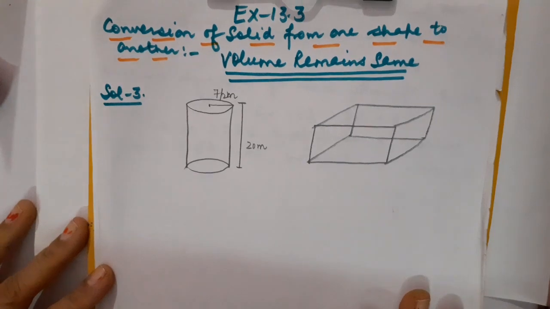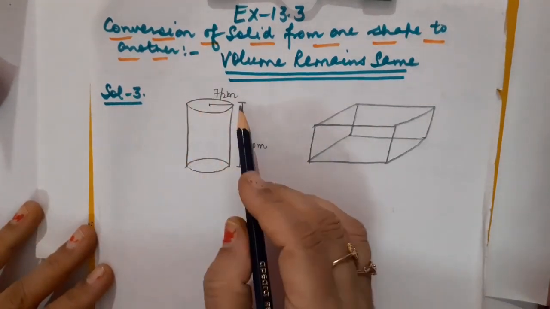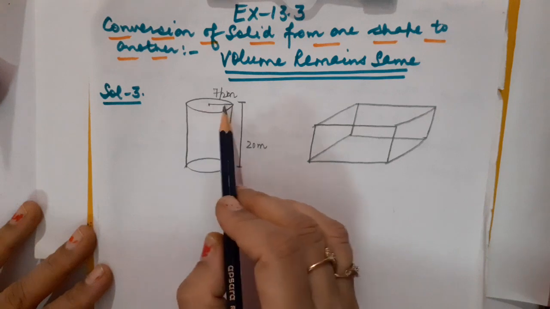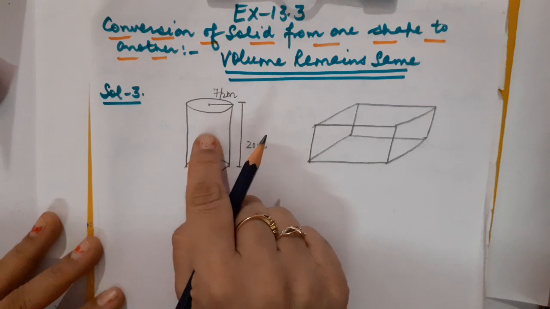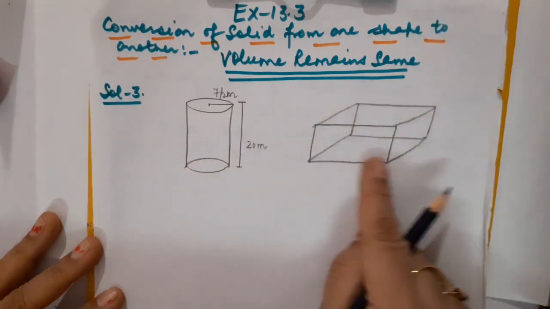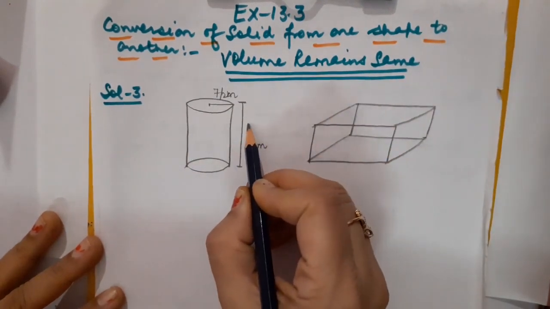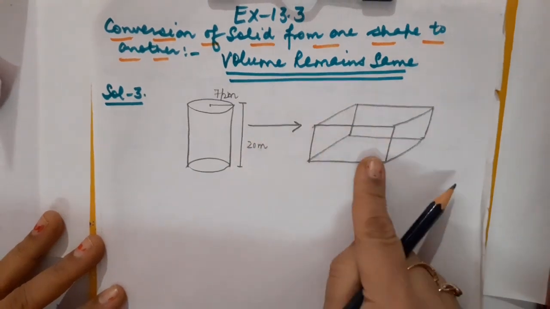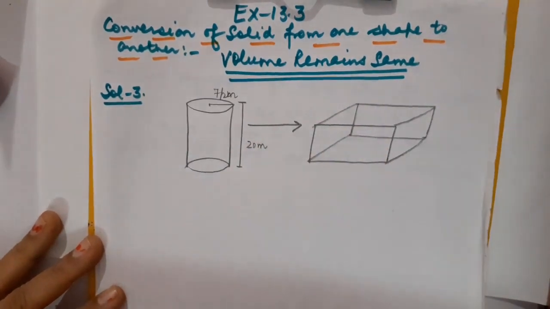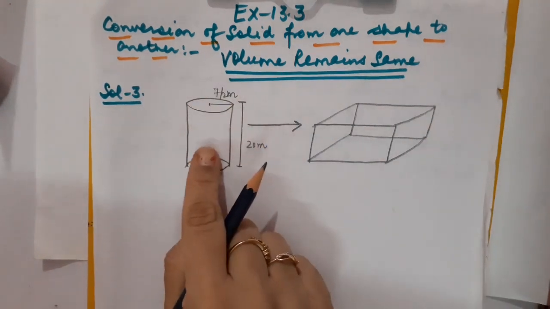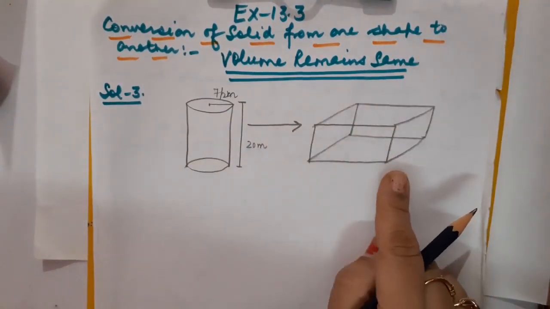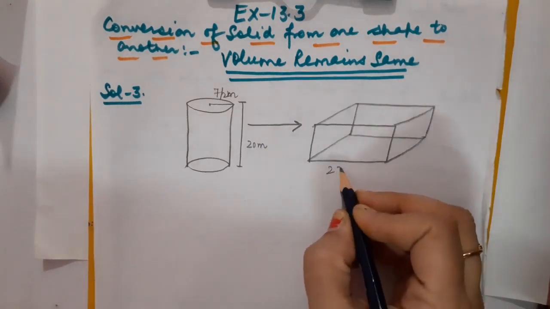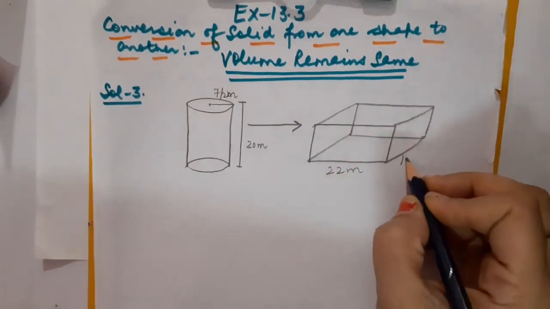So children, understand this question once. A 20-meter deep well with diameter 7 meters is dug, and the earth, means the soil, from digging is evenly spread to form a platform. Means this cylindrical shape is converted into a cuboidal shape. Correct? So as the soil came out from this cylindrical well and it is evenly spread and given the shape of a platform which is cuboidal, whose length is 22 meters and breadth is 14 meters.